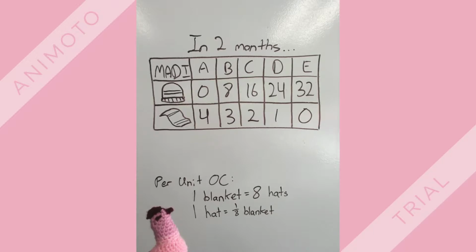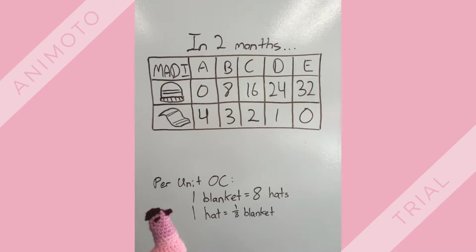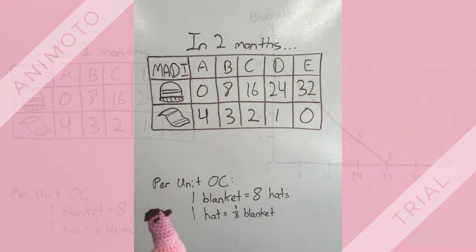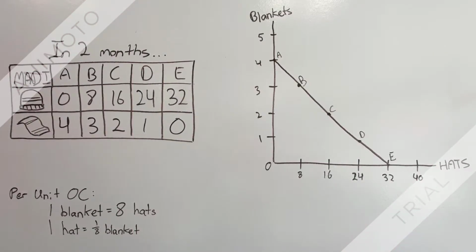As I crochet 8 hats, I lose 1 blanket. Thus, the per unit opportunity cost of 1 blanket is 8 hats. And as I crochet 1 blanket, I lose 8 hats. Thus, 1 hat equals 1/8 of a blanket. If I were to plot these points, I would see a graph with a constant slope.